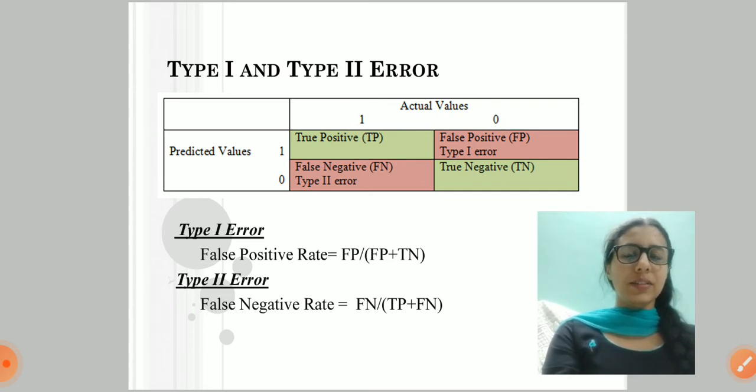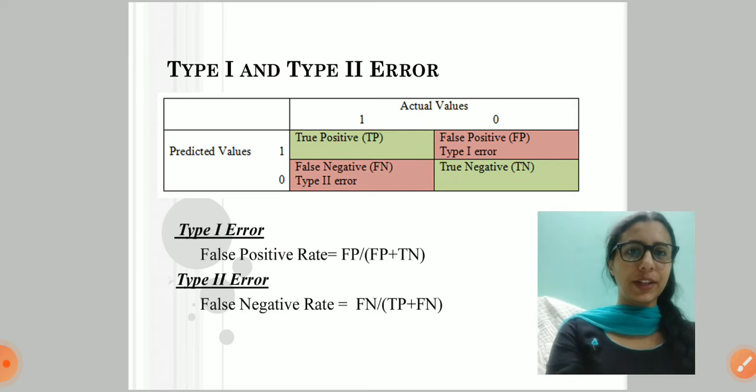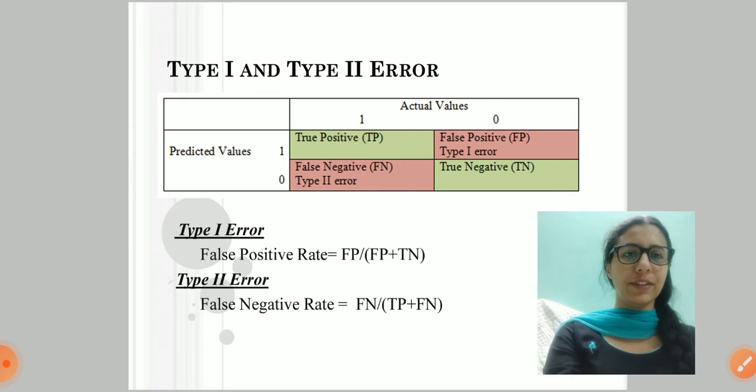Type 1 error can be computed by the false positive rate, which can be defined as the ratio of false positive to the summation of false positive and true negative. Similarly, the type 2 error can be given by the false negative rate, which can be defined as the ratio of false negative to the summation of true positive and false negative.